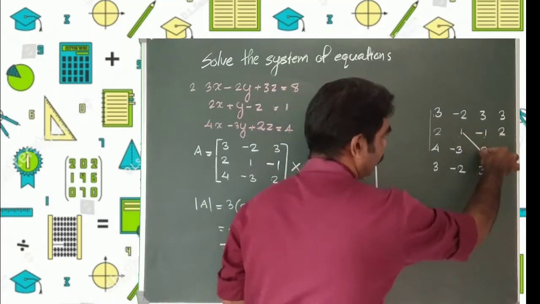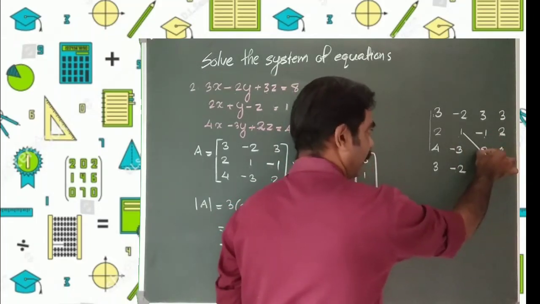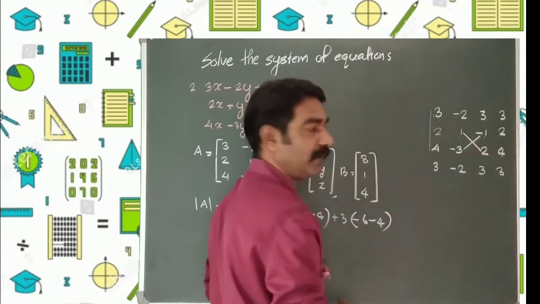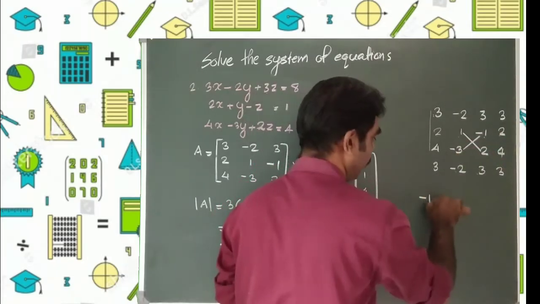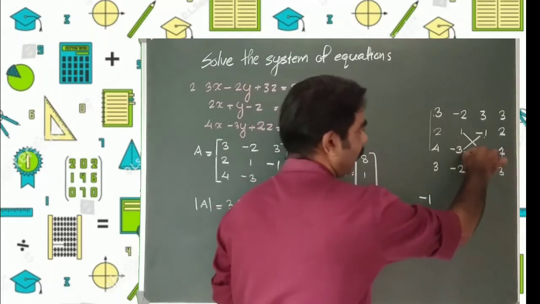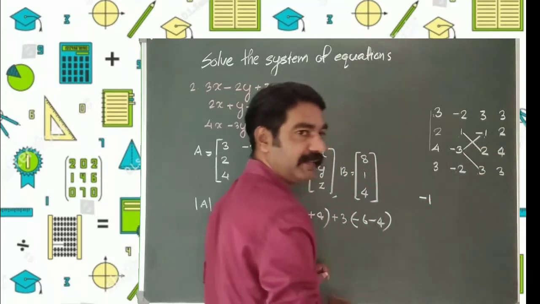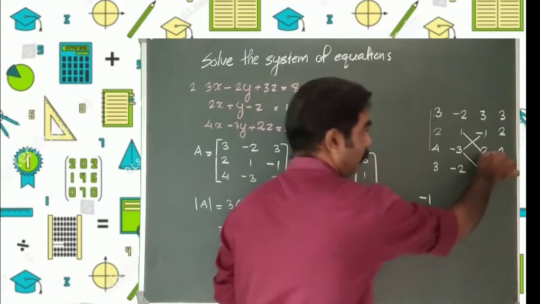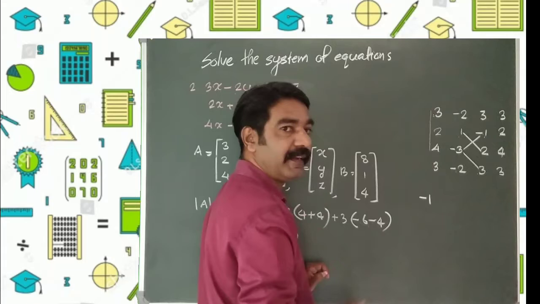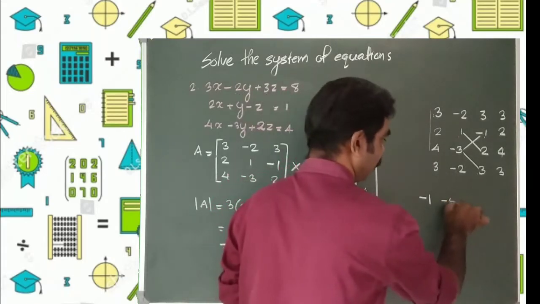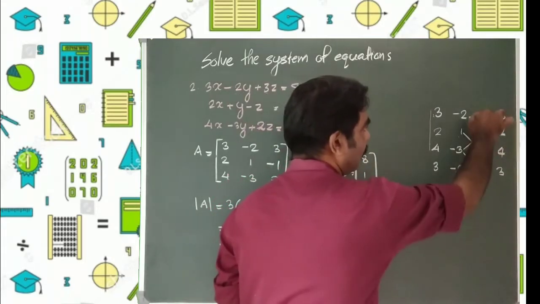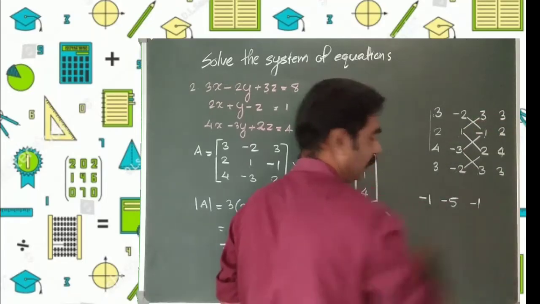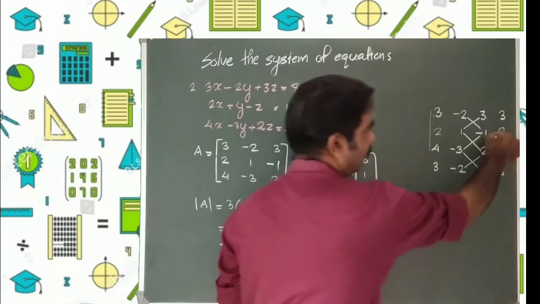1 into 2 is 2, minus 3 into 1, minus 3 into 1 is minus 1, so plus 3? No: 2 minus 3 is minus 1. Then minus 3 into minus 3 is minus 9, minus 2 into 4, minus 2 into 2 is minus 4. So minus 9 minus 4 becomes minus 5. Then minus 2 into minus 1 is 2, 2 minus 3 is minus 1. Now we start from here.